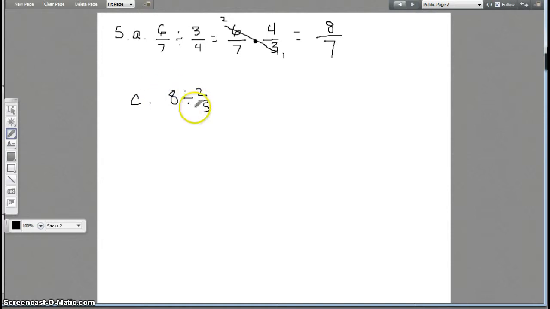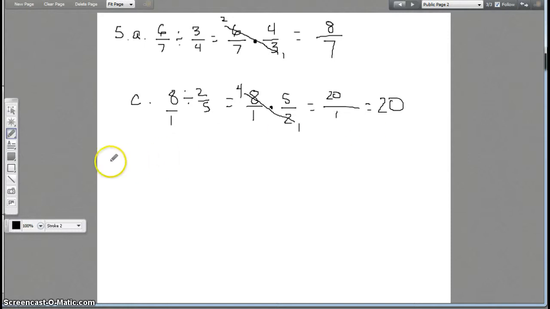Now remember, 8 we can consider a fraction over 1. So we just copy our first fraction, change our divided by to a times, and then we flip over our second fraction. So 2/5 becomes 5/2. Now you can see our 8 and our 2 can cancel. If we divide both of those by 2, 8 divided by 2 is 4, 2 divided by 2 is 1. Multiply across the top, 4 times 5 is 20. Multiply across the bottom, 1 times 1 is 1. We simplify our answer, and our final answer is 20.